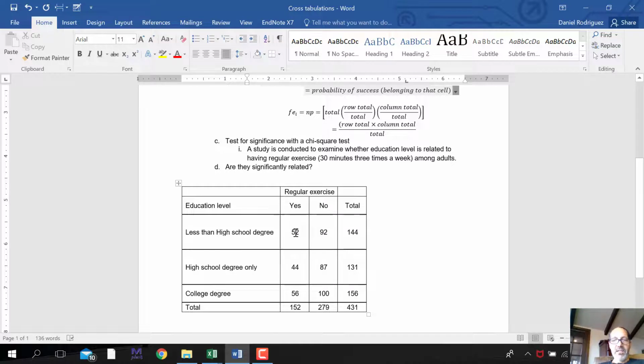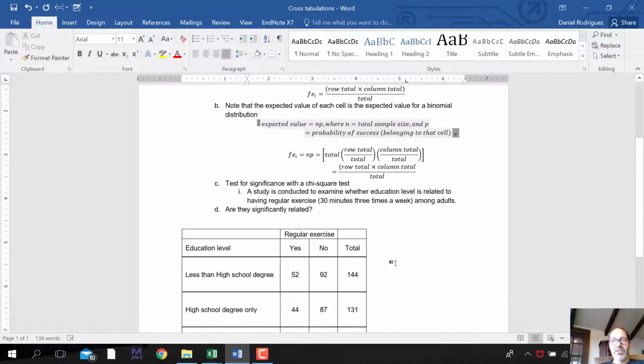but the values in cells are basically considered successes. Like, I'm trying to find how many individuals have less than a high school degree and are also regularly exercising. Success, I have 52 successes. Anybody that does not fall into that cell, that means there are 1, 2, 3, 4, 5 other cells it could fall into, is considered a failure in statistical or probability terms.